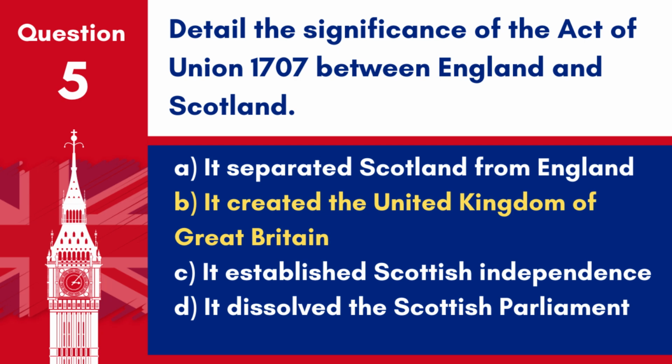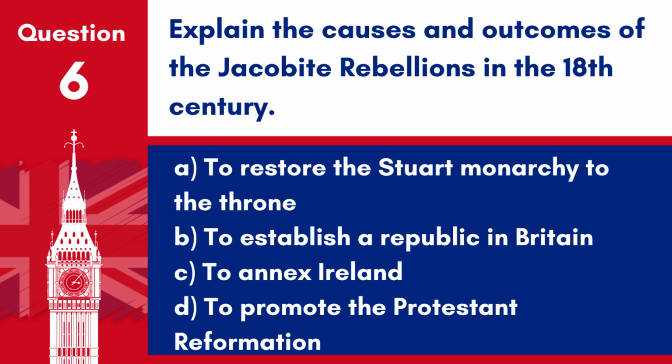The Act of Union 1707 merged the Parliaments of England and Scotland, creating the United Kingdom of Great Britain. Question 6. Explain the causes and outcomes of the Jacobite rebellions in the 18th century.